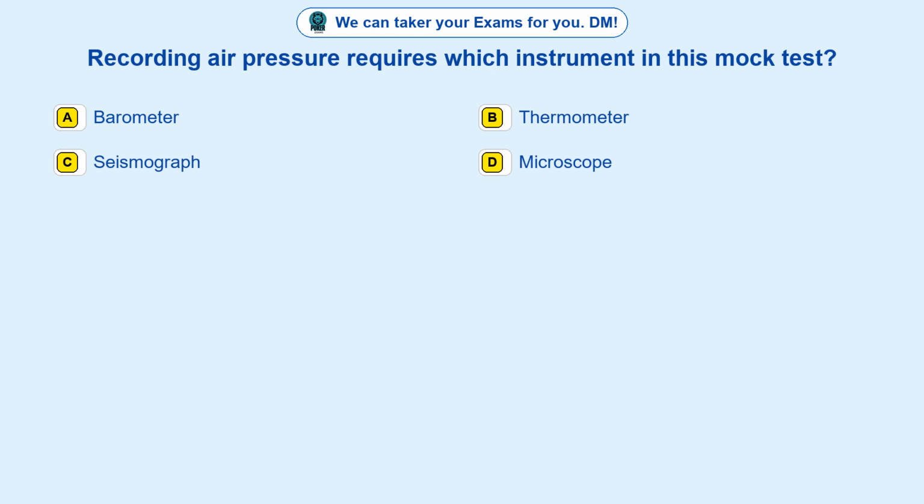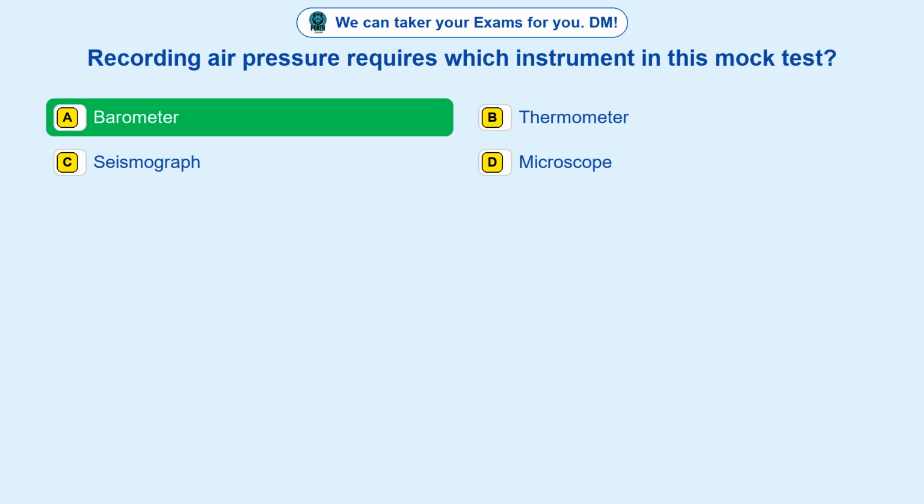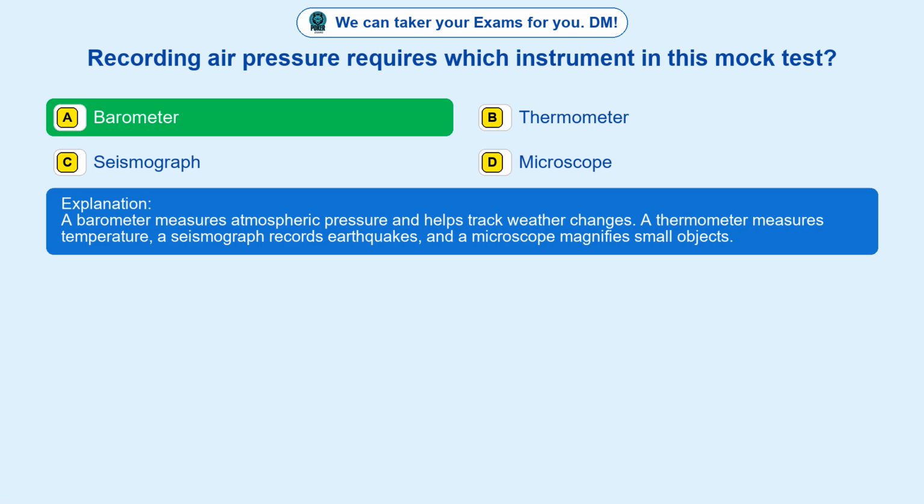Question 100. Recording air pressure requires which instrument in this mock test? Option A, barometer. Option B, thermometer. Option C, seismograph. Option D, microscope. The correct answer is option A. Barometer. A barometer measures atmospheric pressure and helps track weather changes. A thermometer measures temperature, a seismograph records earthquakes, and a microscope magnifies small objects.